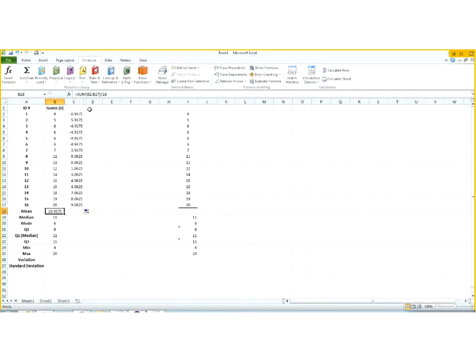Okay, so the next thing we had to do is square these numbers here, because that's what it said to do on there. And so I'm going to say equals, and I'm going to do a little caret, because that's how we do exponents, and I'm going to push squared. And so this is what I got.